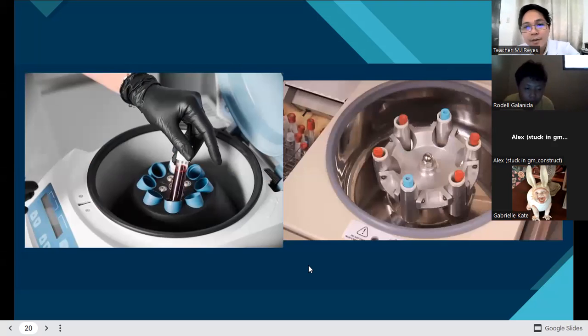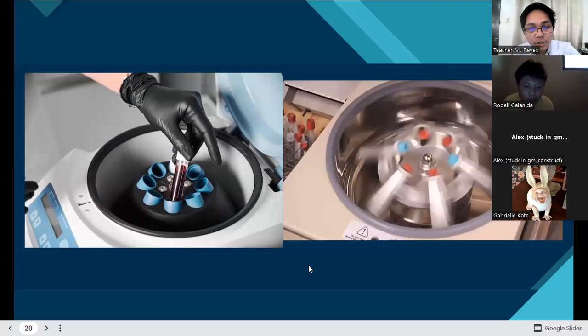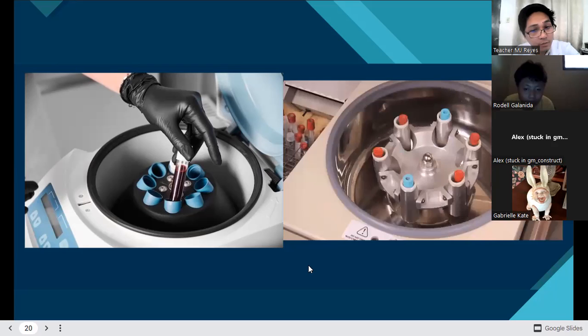Remember that your blood is a homogeneous mixture, but it has a lot of components. We cannot identify them unless we use a centrifuge to separate the different blood components.